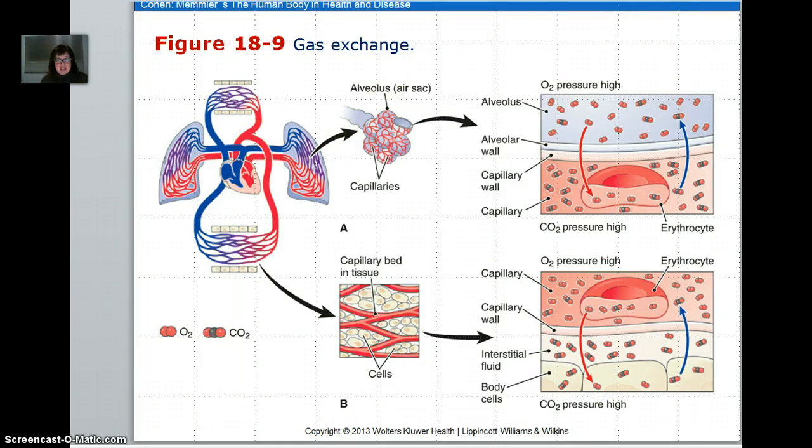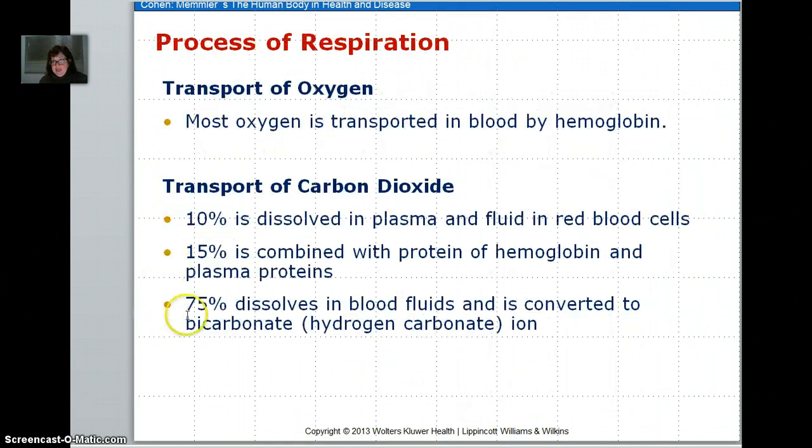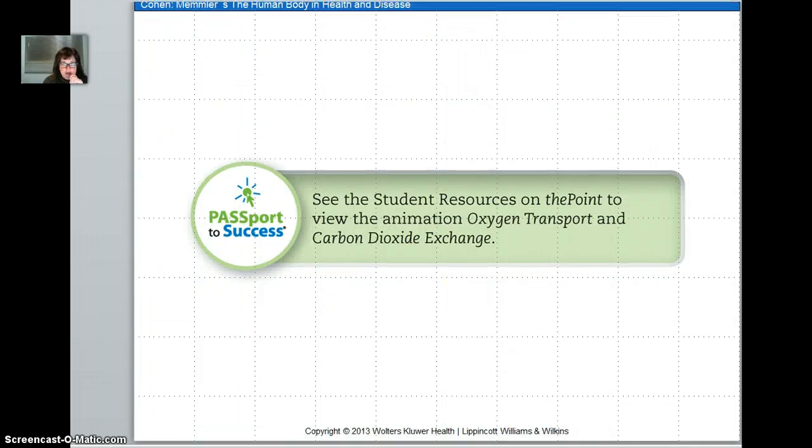Carbon dioxide travels three different ways, and the most abundant way is dissolved in the blood fluids in the form of hydrogen carbonate ion. Please realize some carbon dioxide does transfer in the plasma, and some is combined with hemoglobin, and that's called carbaminohemoglobin. Okay, the most efficient one though is the hydrogen carbonate.